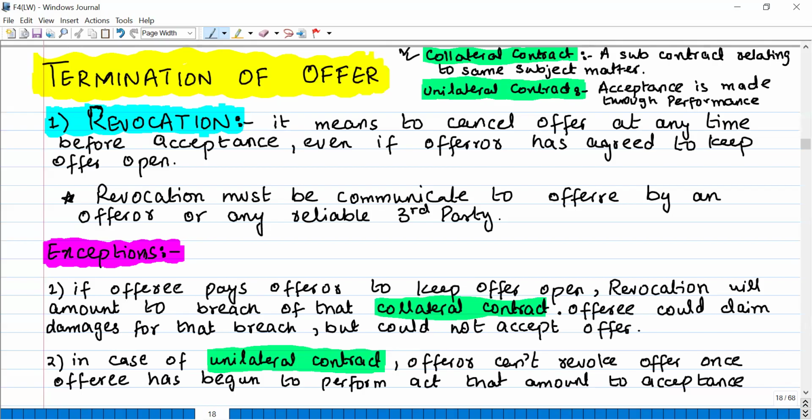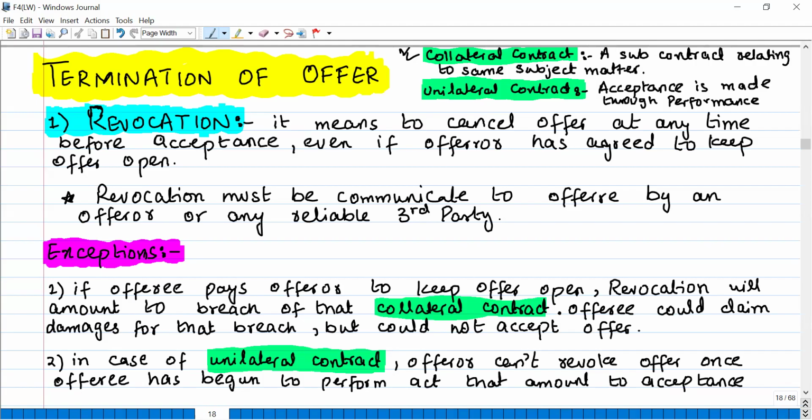For example, I offered you that if you want to purchase my phone, you can purchase it for £1,000, and you haven't accepted that. I let our common friend know that I have cancelled the offer. So that is a good way of communication. If you have got the communication, then the offer is considered cancelled.